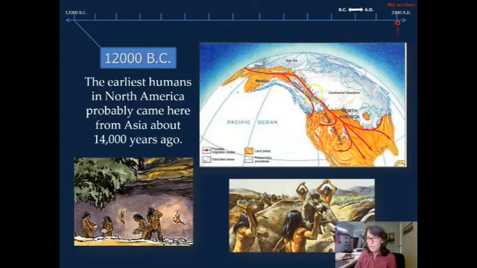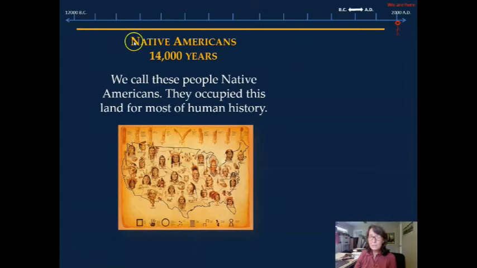Here's a map of how they came, that we believe they came from Asia over time, down into North America. Here are some pictures I got off Google Image. I don't know what they really look like, but you get the idea. Native Americans have been here for 14,000 years, and there are still Native Americans in this land. They occupied the land for most of human history by a long shot. Here is a picture and names of some of the tribes and nations of these people.